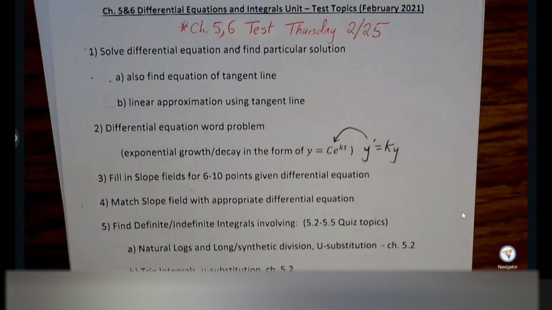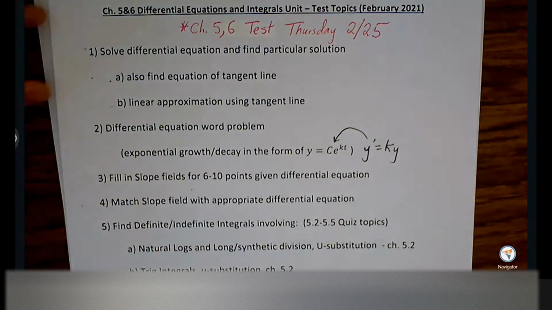This document is on my website under today's date, so you don't have to write everything down. But I do want to go over what to expect on the test. And then I want to show you a couple of the resources that I have on my website. Make sure that you know about those if you want to take advantage of them.